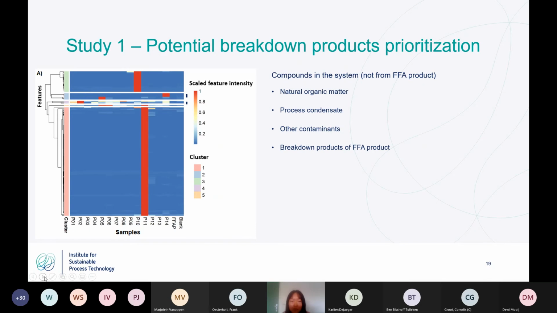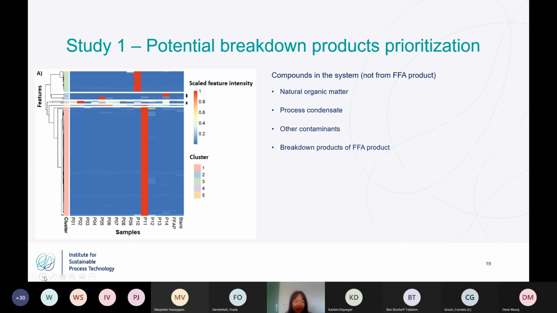In the steam water system, we know there are various sources of organic compounds. For example, the natural organic matter from makeup water, or from process contaminants, or from other sources in the system. And the last one we want to look into is the breakdown products of FFA. To pick out the compounds from this last group, the breakdown products, we need to cluster the whole compounds in the sample and then take out the interesting parts.